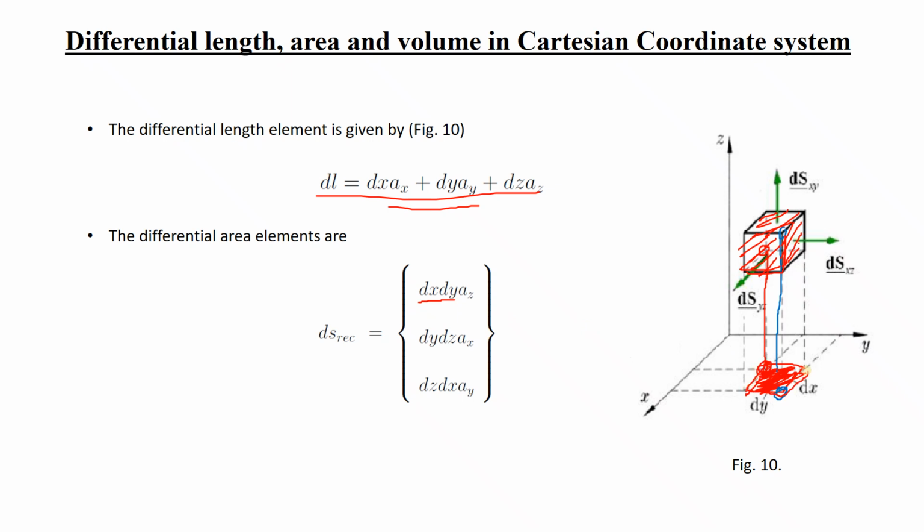So differential area will be dx dy. dx dy is the area of the xy plane. dy dz is the area of the yz plane, this one. And dx dz is the xz plane. Now you can see this in the figure. You can see these arrows are given. ds xy, that means this differential area, is pointed upwards. Why? Because area is a vector.